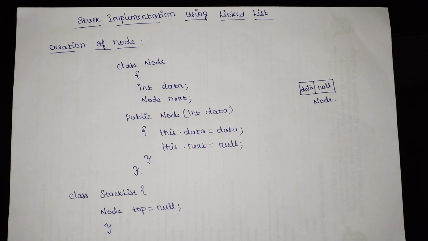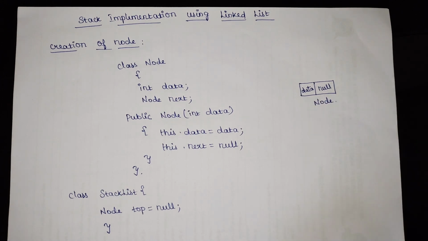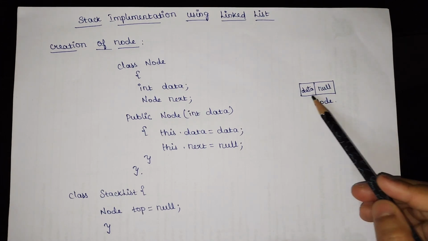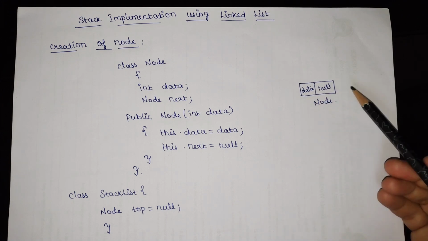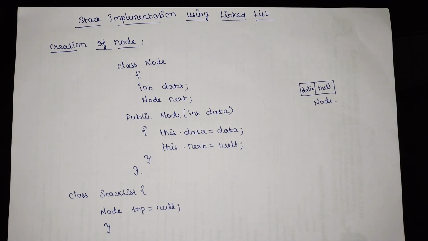Coming to stack implementation, we'll start with the creation of a node. In the previous video, stack implementation using an array, we created a stack simply by assigning some size to the array, initializing it and allocating memory for it. But coming to the linked list, we know the linked list structure, right? A linked list consists of nodes, and the structure of a node contains a data field and a pointer field. So when you are implementing a stack, you need to create a node first.